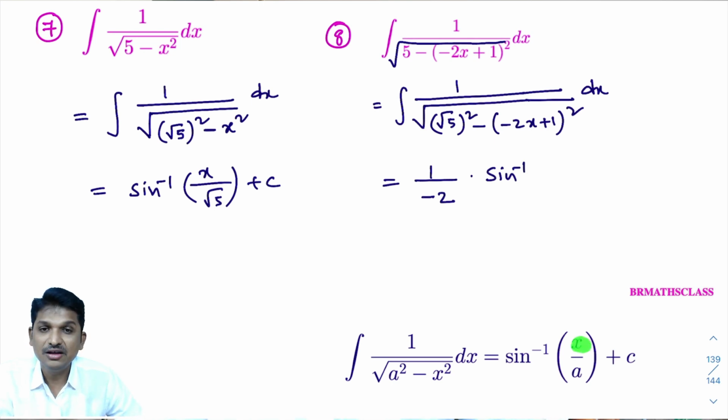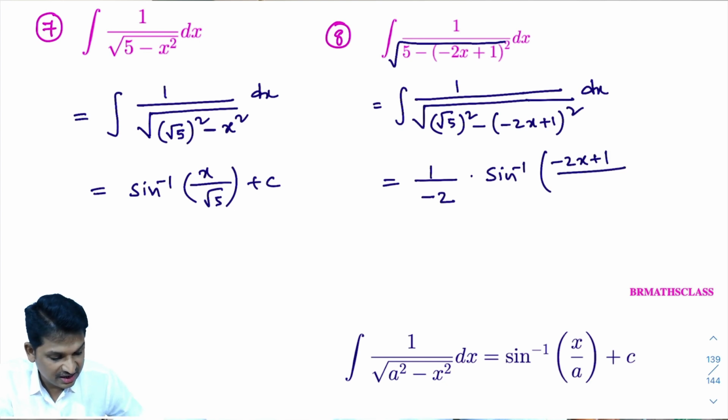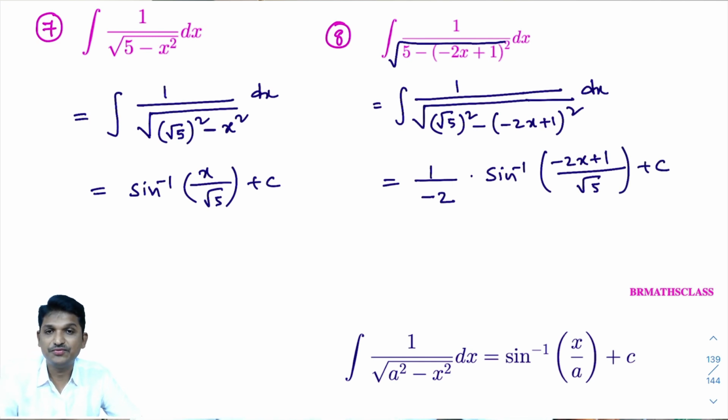Here x is there, right? In place of x here, what is there? Minus 2x plus 1 is there. So, in place of x, you write minus 2x plus 1. Minus 2x plus 1 divided by a. What is a here? Look here, what is a? A square minus, what is a? A is root 5. I hope you are understanding. Root 5 plus c. This is the answer for this problem.